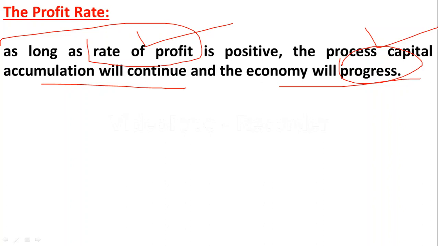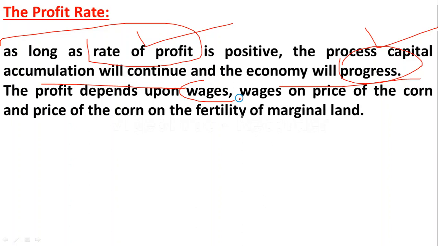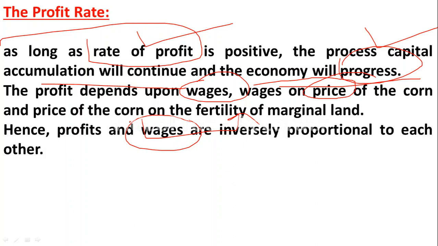But the profit depends on the wages, and the wages are dependent on the price of corn, and the price of corn is dependent on the fertility of marginal land. Hence profit and wages are inversely related here. Please remember, if the wages of the laborers increase, then the profit of the landlords or capitalists will decrease, and when wages decrease, profit will increase. Profit and wages are inversely related.